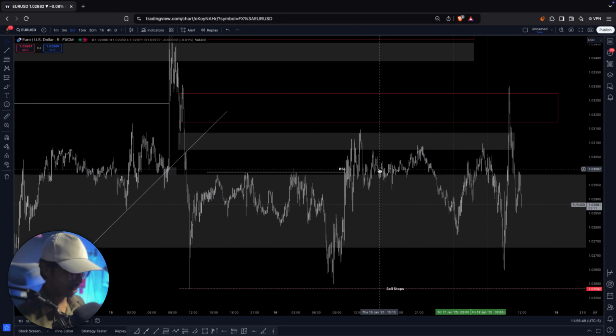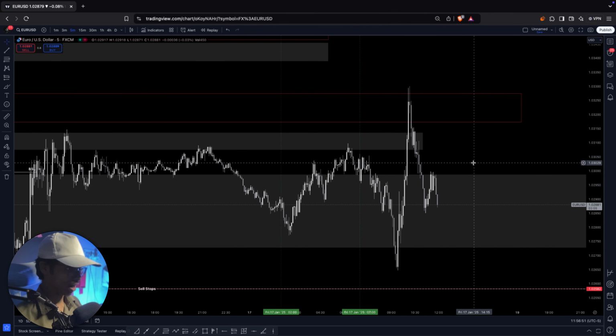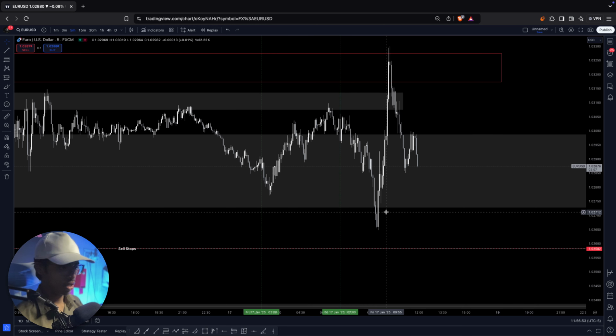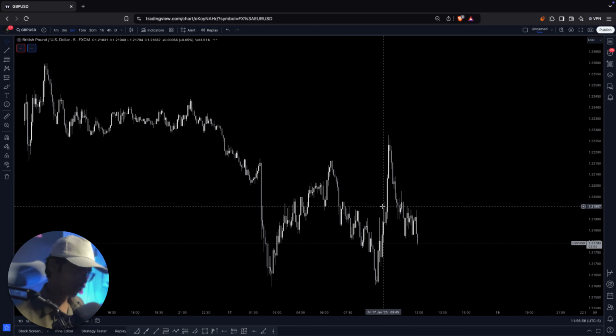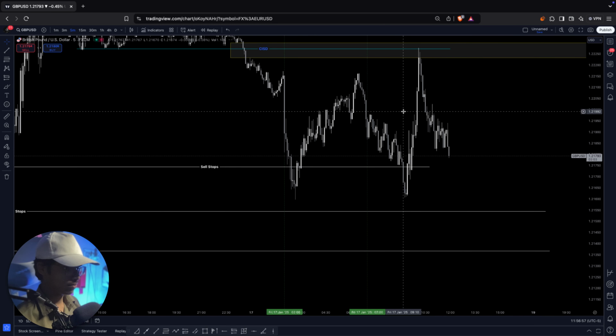This EURUSD is done, right? This was the analysis for the day. You could have taken this particular downward entry in the New York kill zone, right? Let's see on GBPUSD what has been done, right?